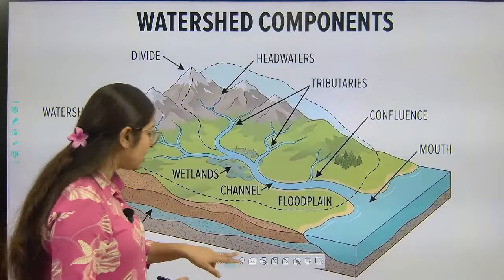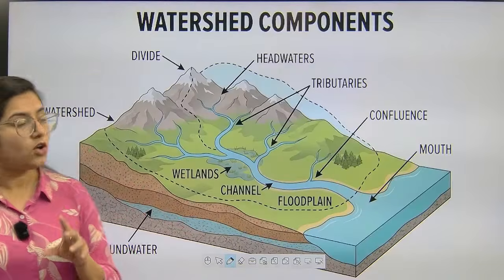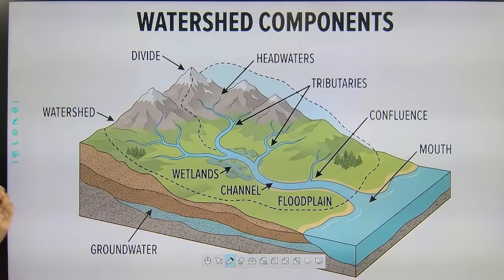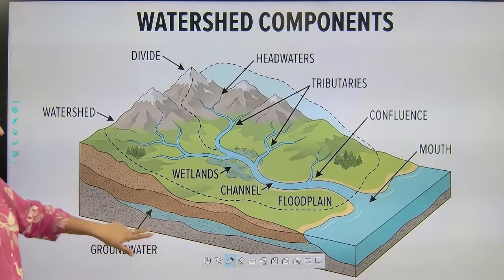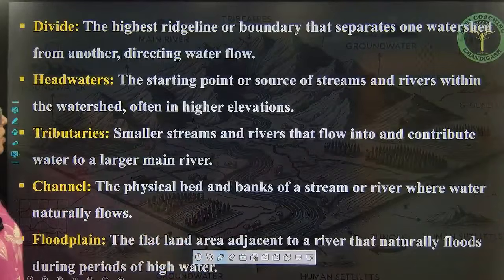Now, let's talk about the components. What are the different major components of the watershed? We have divide, headwaters, tributaries, confluence, mouth, floodplain, channel, wetlands, groundwater, and definitely the whole system, which is known as the watershed. Now, let's discuss each and every point one by one.